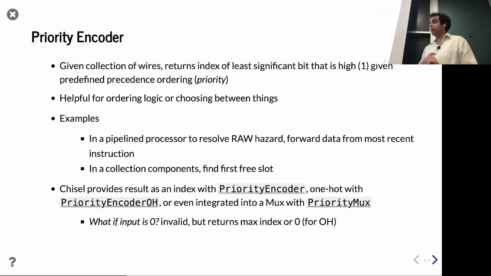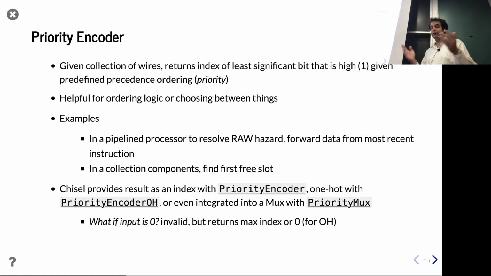So what's the idea of a priority encoder? The idea is you have some number of requesters, or some number of wires in this case, and you want to pick the one that's highest according to some sort of priority, right? You use some sort of notion of priority, and you want to pick that one, right? So I have some contrived examples here.